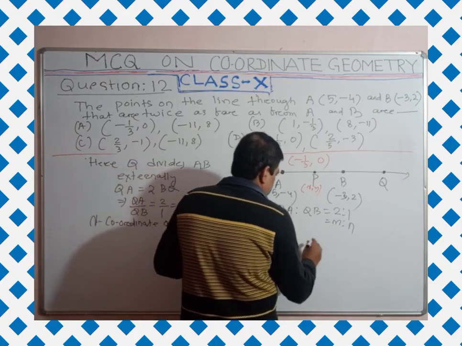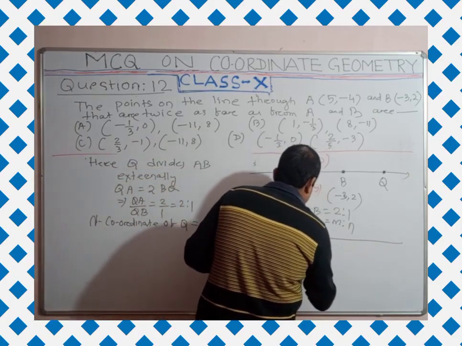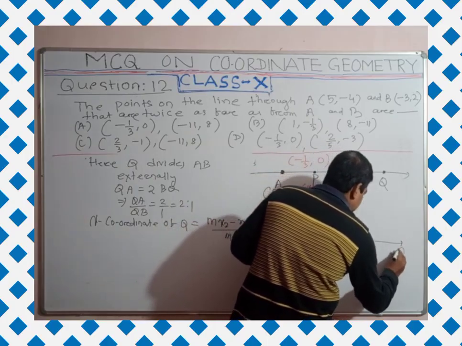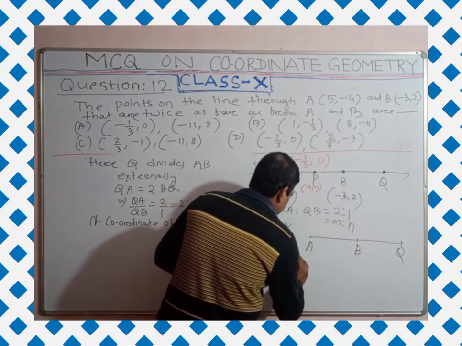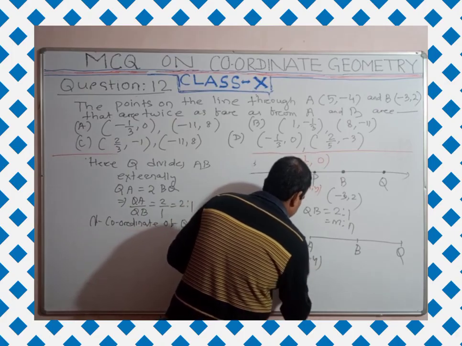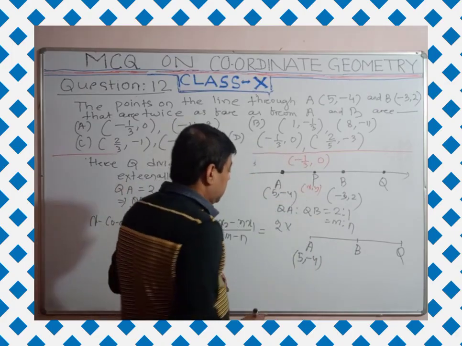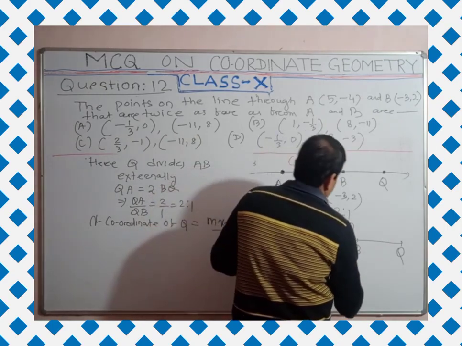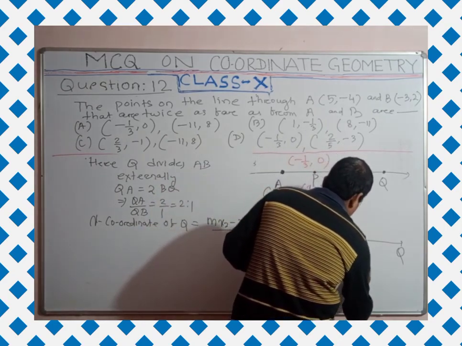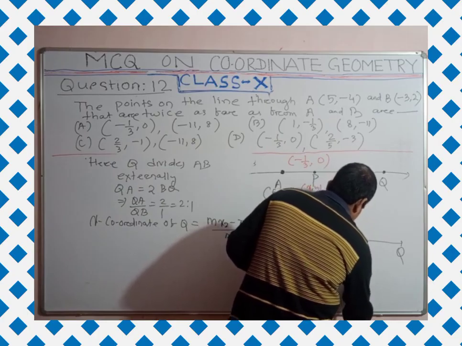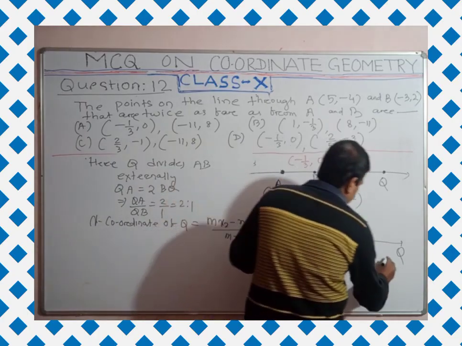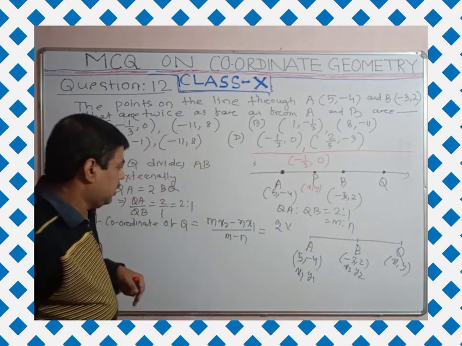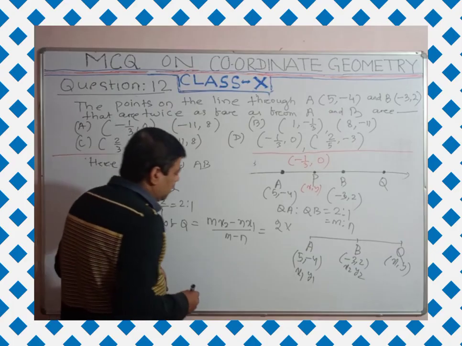Look at the diagram first. This is the point A, this is the point B, and this is the point Q. Here A coordinate is (5, minus 4), and this is x1, this is y1. Here B coordinate is (minus 3, minus 2), and this is x2, this is y2. Let this coordinate be (x, y). Understand?